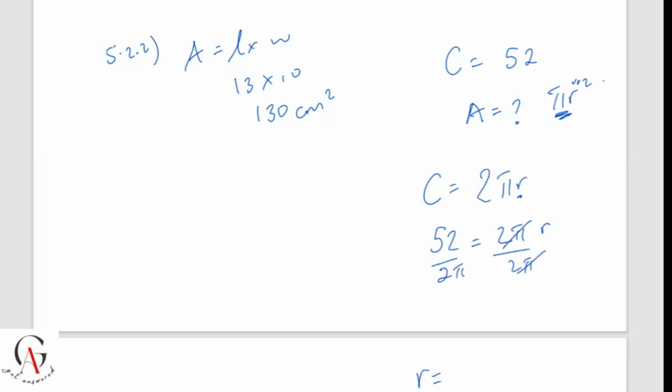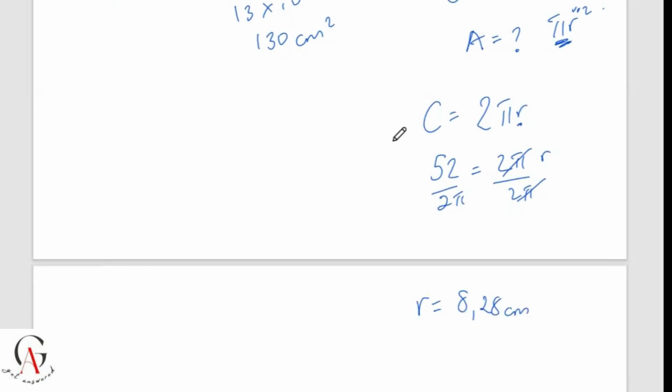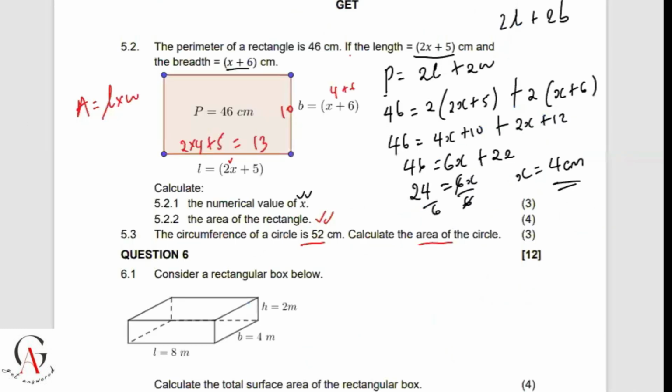When I punch this into the calculator, that's 52 over 2 pi, which gives me 8.28. Is it a centimeter? Yes. Then I just get this and substitute it into the formula for the area, which is pi multiplied by the radius, which is 8.28 squared, and then multiplied by the pi, which gives us 215.38 centimeters squared. So that is how that question would have been approached.